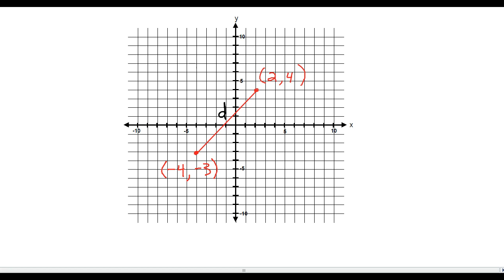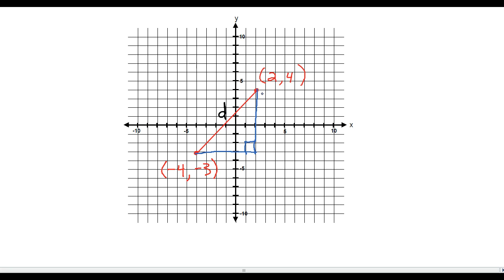Now, the easiest way to do that is to make a right triangle out of the segment that I have already there. If I look at that as being my hypotenuse, then what I can do is make a right triangle out of that and then use Pythagorean's theorem. So first of all, let's find out what these distances are.